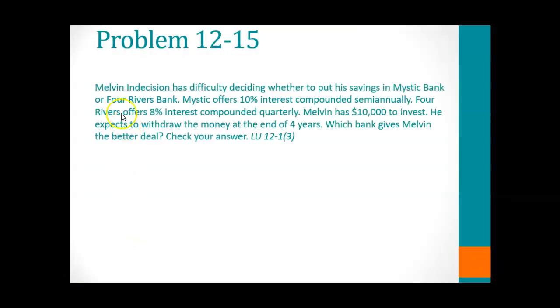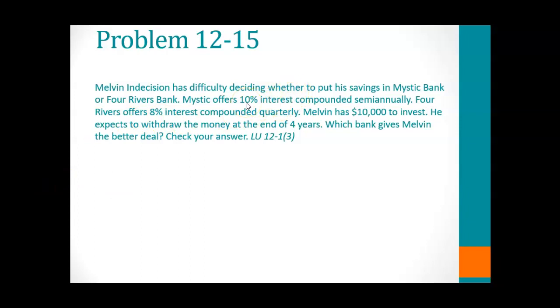Next problem. Melvin has difficulty deciding whether to put his savings in Mystic Bank or Four Rivers Bank. Mystic offers 10% interest compounded semi-annually. Four Rivers offers 8% interest compounded quarterly. Melvin has $10,000 to invest. He expects to withdraw the money at the end of 4 years. Which bank gives Melvin the better deal? What do you think? Let's begin with the Mystic Bank.